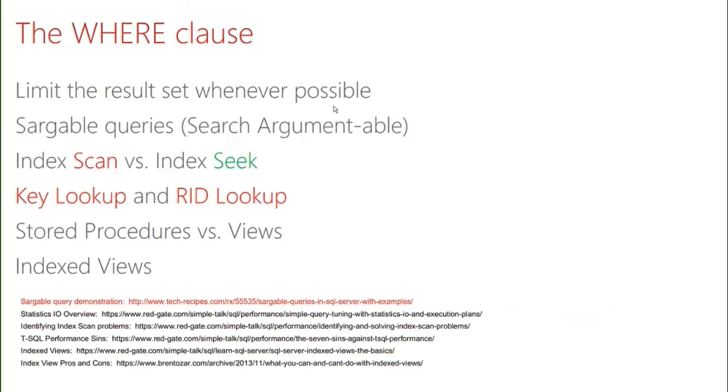Sargable queries, we talked about that. It can do a search argument that hits an index. If you don't have a sargable query, it generally has to do a scan. Index scan is generally more costly than index seek.